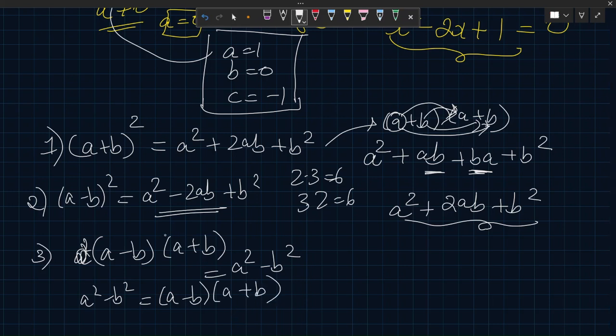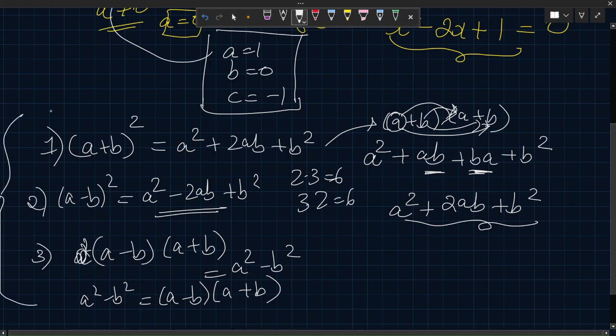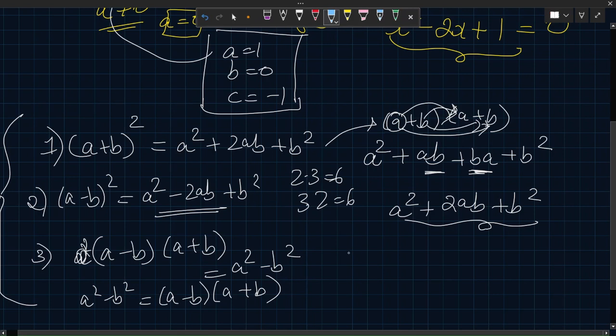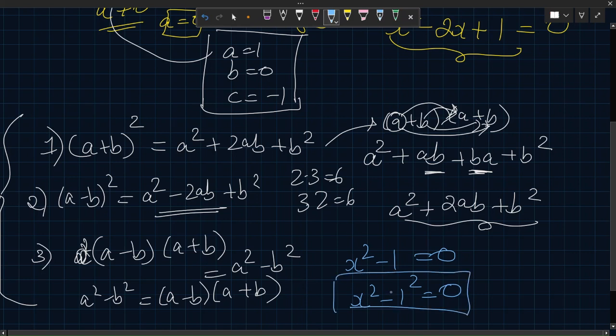So these are three important formulae or expressions that you should remember so that we can easily solve quadratic equations. If you think about it, the equation that we first discussed, x square minus 1 equal to 0, is of the form x square minus 1 square is 0, isn't it? 1 square is 1, right? You can rewrite it in this form. This just looks like a square minus b square, alright?